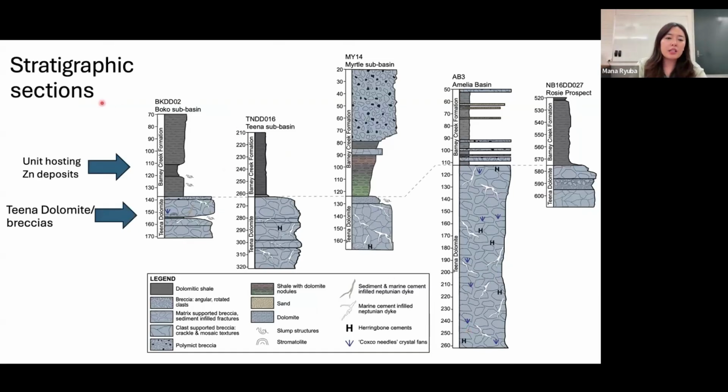We started off wanting to find out where these breccias occur within the Teena Dolomite. These are some stratigraphic sections that I put together of the different drill cores. This is the Teena Dolomite, and above is the Barney Creek Formation. What was interesting was that these breccias appear at the same stratigraphic position across different drill cores. This suggests a stratigraphically constrained event, happening right at the topmost section of the Teena Dolomite.